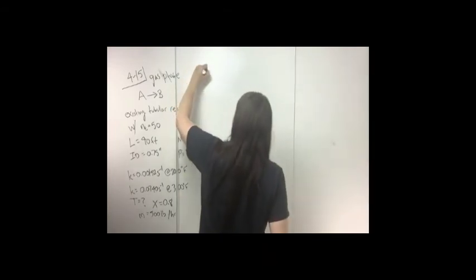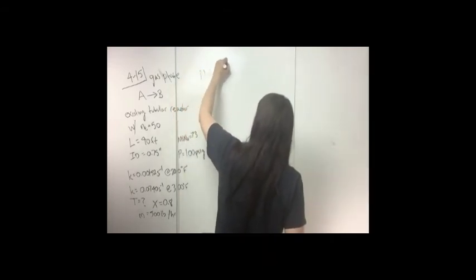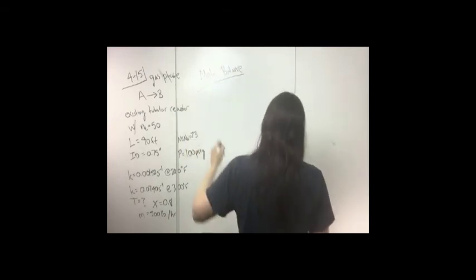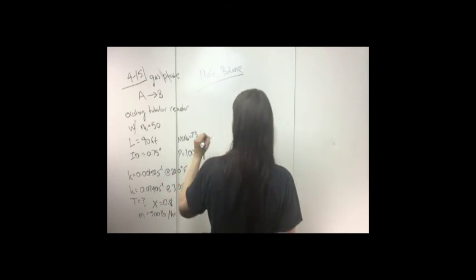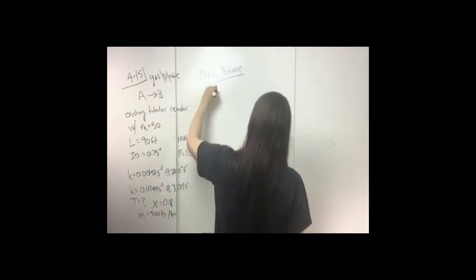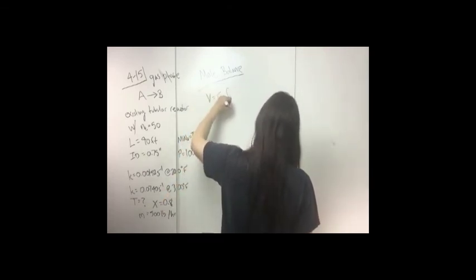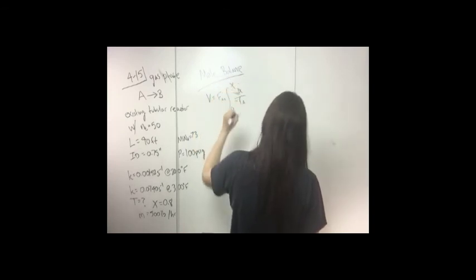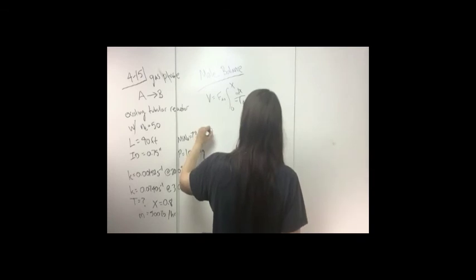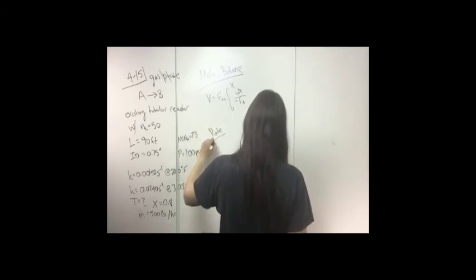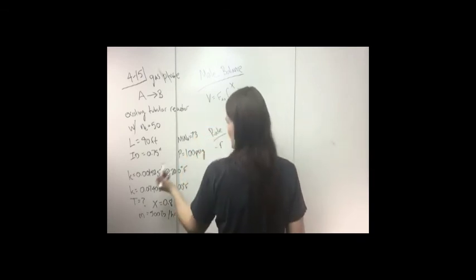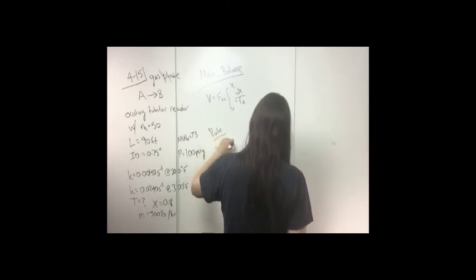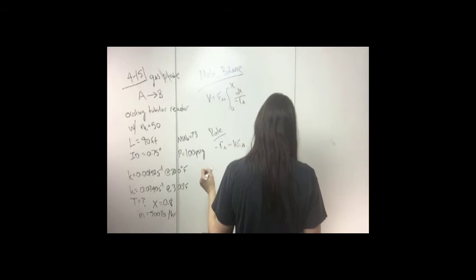So mole balance. This is a tubular reactor, so PFR. V is equal to FA naught integral from 0 to x of dx over minus RA. And then for the rate, I'm just going to assume that it's elementary, so minus RA is equal to K CA.